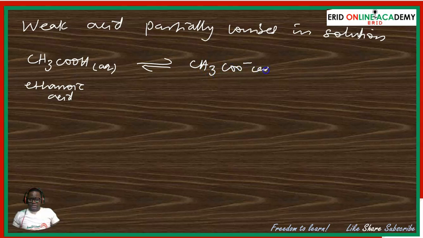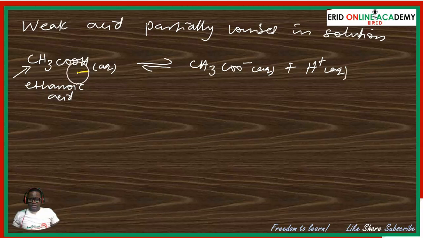It dissociates partially in solution. Dissociating partially in solution simply means that it's not going to release all the hydrogen ion that it has. Now, when we say all the hydrogen ion that it has, you need to be aware that in this particular compound, not all the hydrogen ions are replaceable hydrogen ions. So ethanoic acid has only one replaceable hydrogen ion, which is this hydrogen ion here. That is the only one that can ionize.